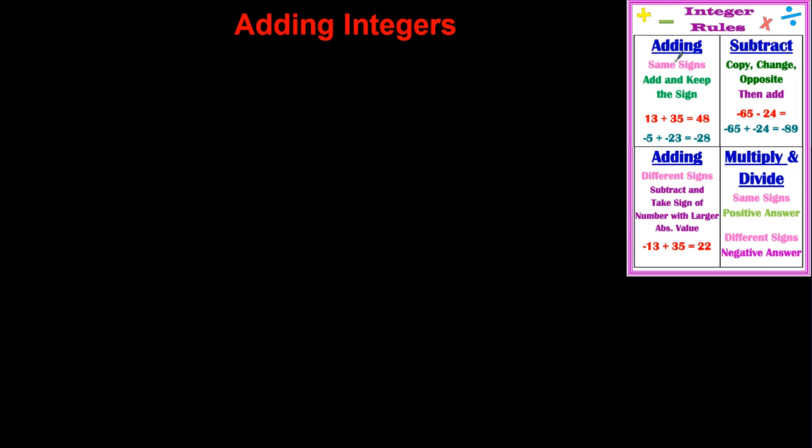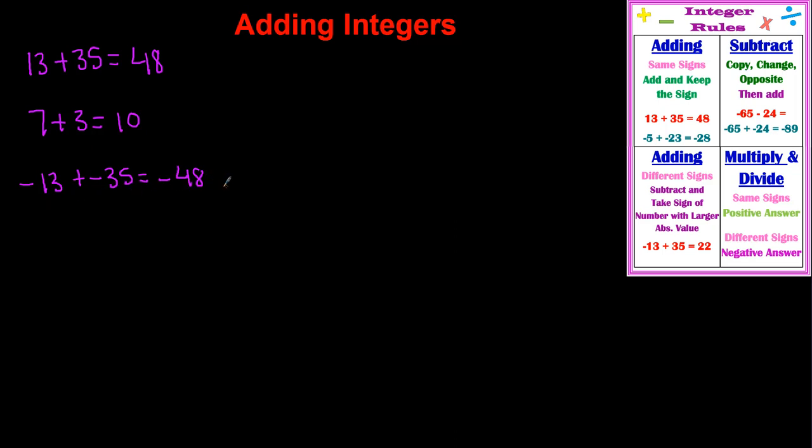If you're adding integers, if they're the same signs, you just add and keep the same sign. So if we have 13 plus 35, of course, we'll just go ahead and add that together. So 13 plus 35 is equal to 48. Okay? Also, 7 plus 3 is equal to 10. Okay? So just our regular way of adding. If you have two negatives, it's the same thing. So negative 13 plus negative 35 is going to be equal to negative 48. Signs are the same. When signs are the same, you add and keep the signs.